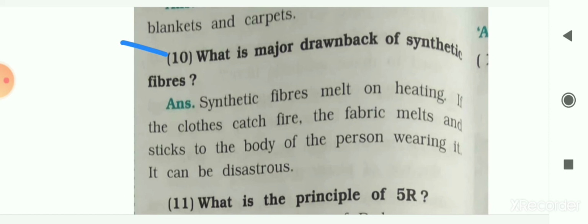So it is the major disadvantage or drawback of synthetic fibers that on heating they start melting, and if the cloth catches fire, the fabric melts and sticks to the body of the person who wears it. This is why while cooking we should not wear synthetic fibers, as there is a chance of this kind of fabric catching fire. So it can be disastrous. This is the disadvantage of synthetic fibers.